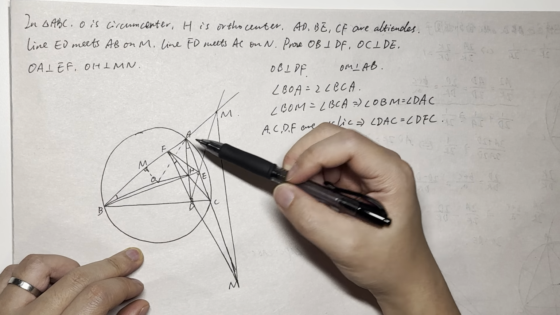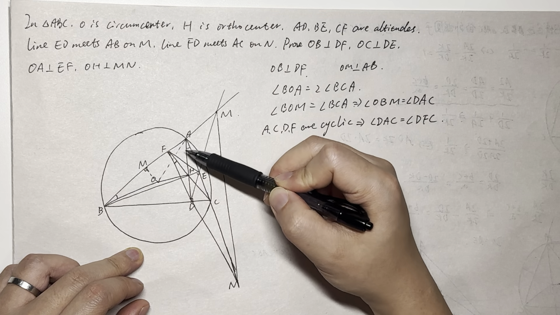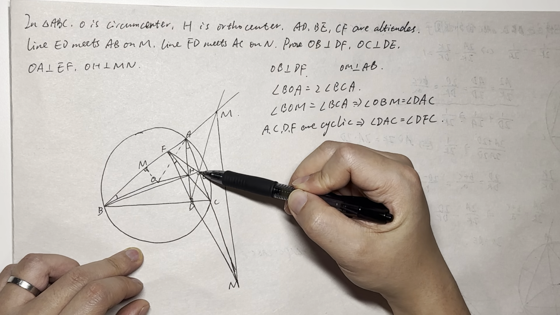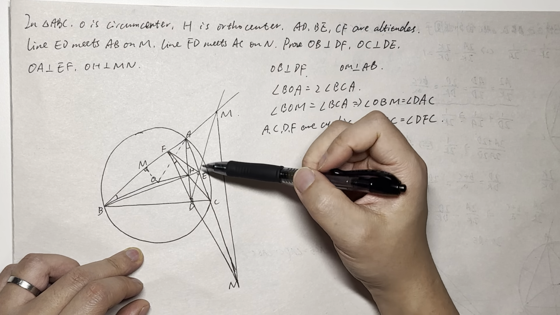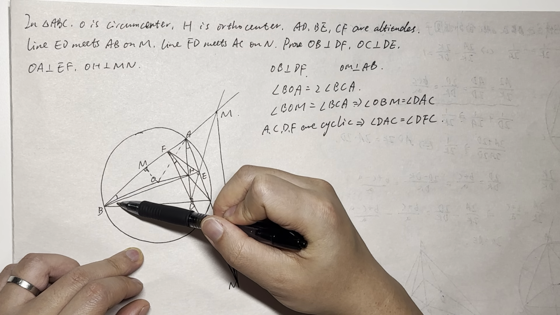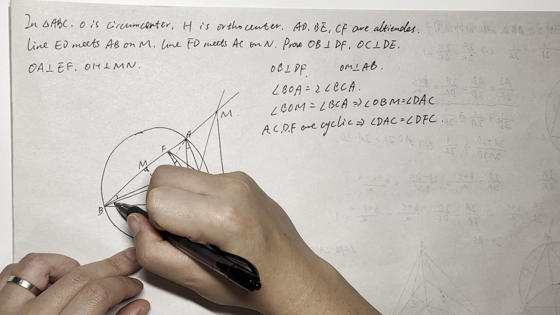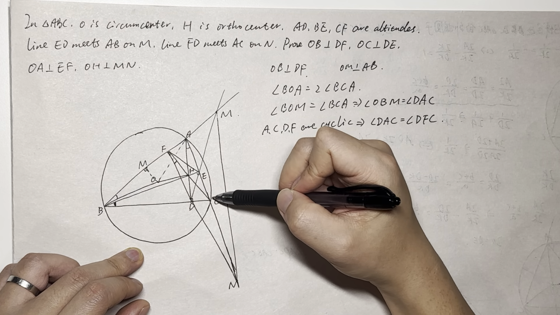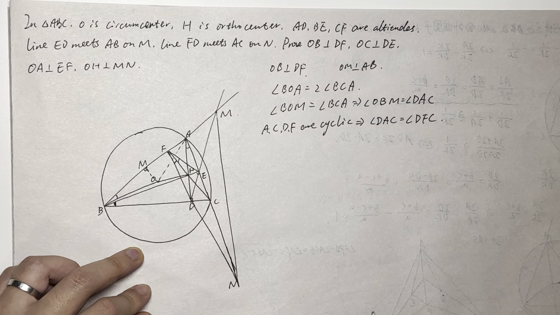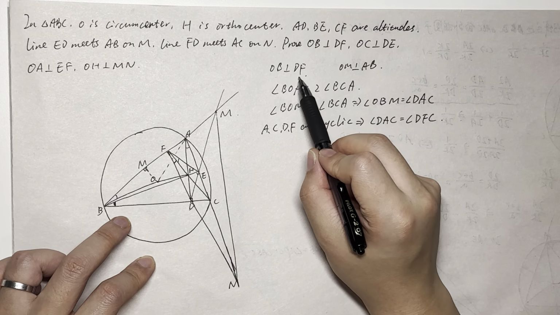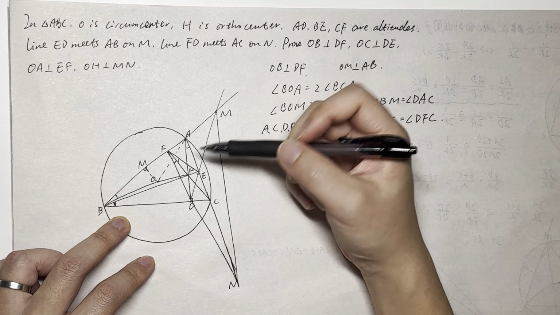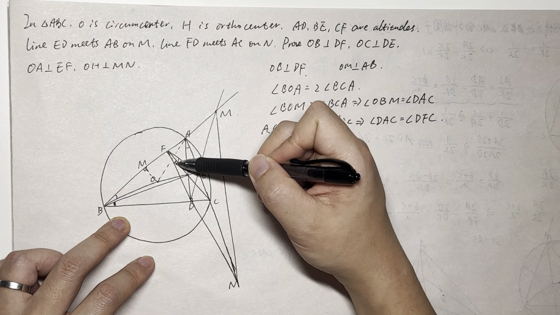And actually, angle DAC equals angle CBE, and because AEDB are cyclic, the angle CBE also equals angle CAD, which equals angle EFC. But it doesn't matter for proving OB is perpendicular to DF. I just want to mention that we actually already proved before that these two angles are equal.